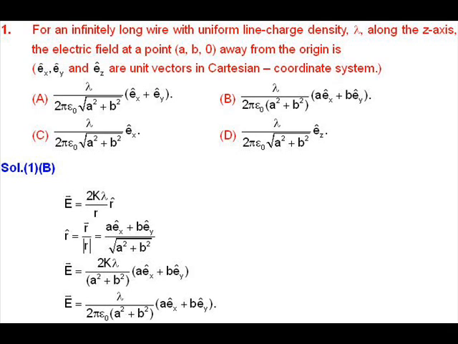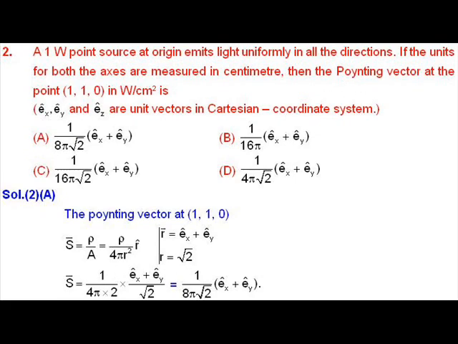So r cap is equal to r vector divided by magnitude of r, that is equal to (a e_x cap plus b e_y cap) divided by square root of a square plus b square, where e_x and e_y are the unit vectors in Cartesian coordinate system, and the magnitude of position vector is square root of a square plus b square. That implies E vector equals 2kλ divided by (a square plus b square) times (a e_x cap plus b e_y cap). So option number B is correct.